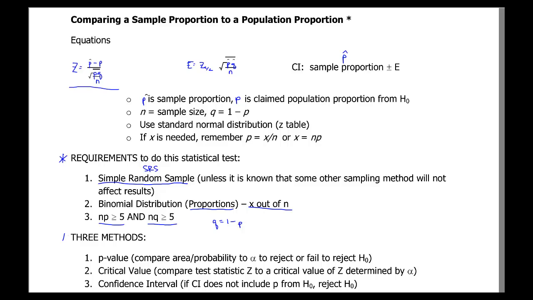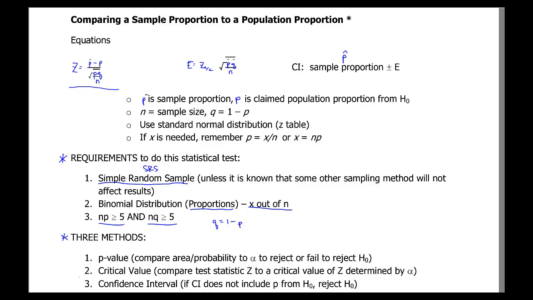Okay. Next thing, we have 3 different methods we can use to solve problems. We have the p-value method, where we compare the p-value to alpha. We have the critical value, where we compare a test statistic to a critical value of z. And we have a confidence interval. And the way that we can use confidence intervals to solve these problems is if the confidence interval that you calculate does not include the population proportion from the null hypothesis, you reject the null hypothesis.